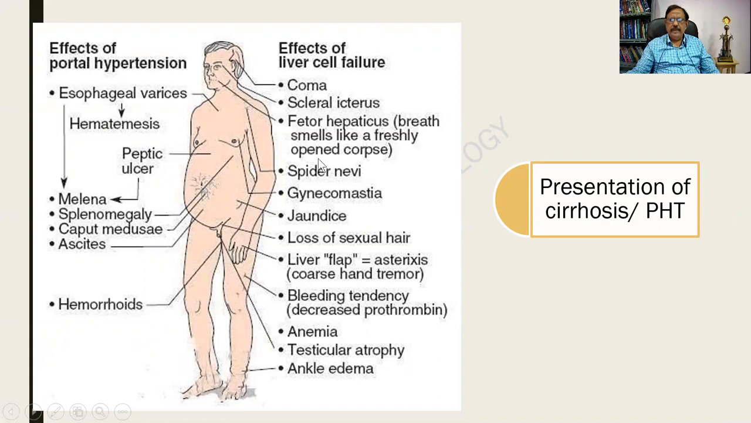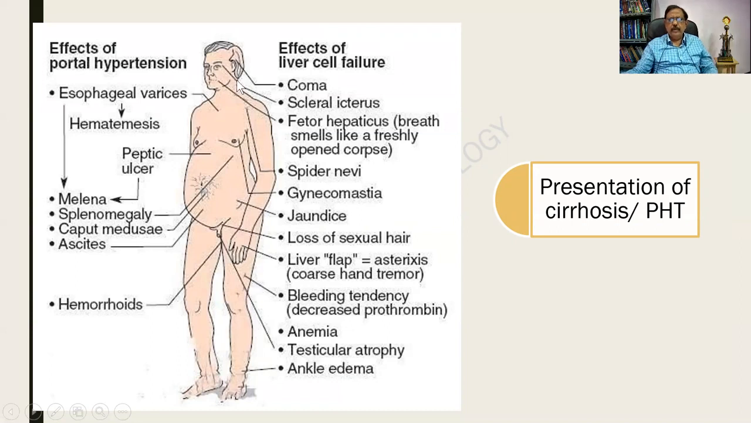Fetor hepaticus, and it is something like a freshly opened corpse or a body. Spider nevi, which you have seen, more common in the chest region. Gynecomastia, jaundice, loss of the sexual hair, and there is a flapping tremor. Bleeding tendency, as mentioned earlier, maybe it is because of decreased prothrombin or an increased pressure or both. Secondary to it, there can be an anemia. Gonadal atrophy will be there. And because of the hypoproteinemia, there will be an edema.